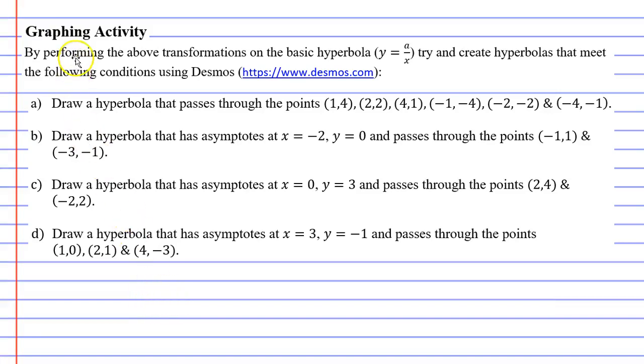In this video, we're going to do a graphing activity. Using the transformations we learned in the previous video, we're going to create hyperbolas that meet the following conditions. Now, there are four questions to complete, which means by the end of this, you should have four hyperbolas that you've constructed. You answer each question by writing down the equation that you put into Desmos to create each hyperbola.